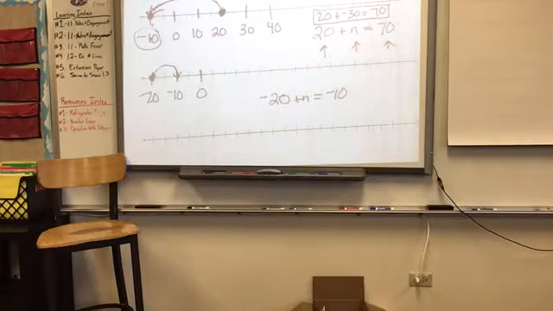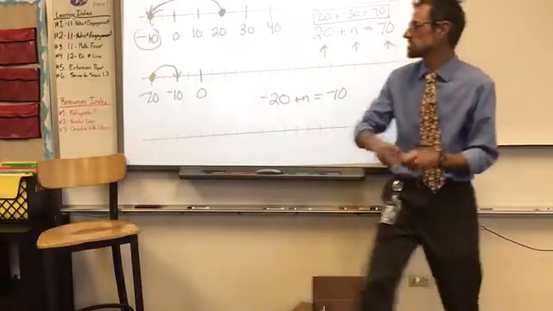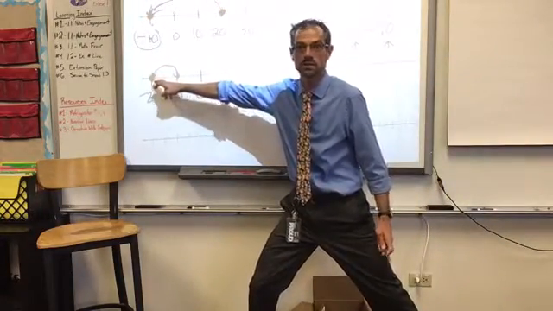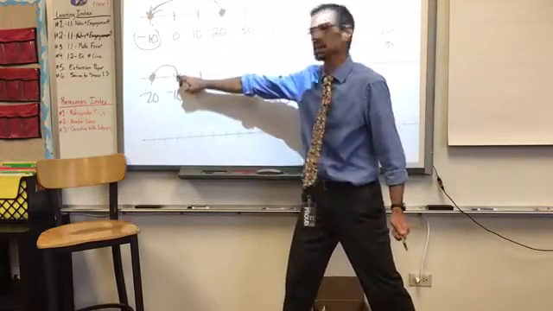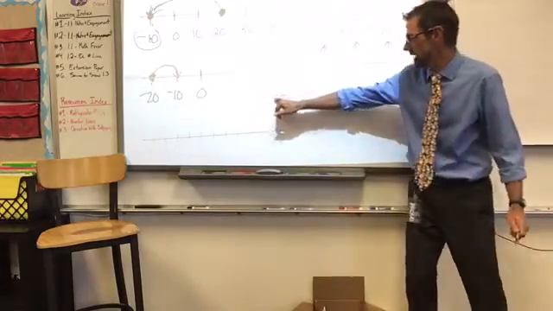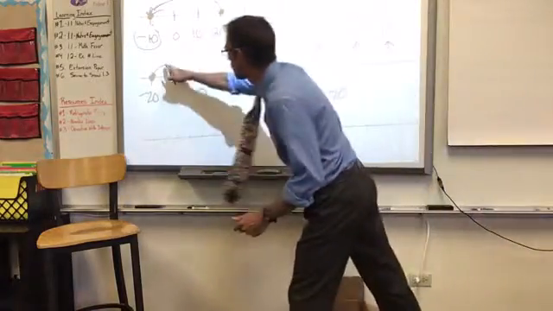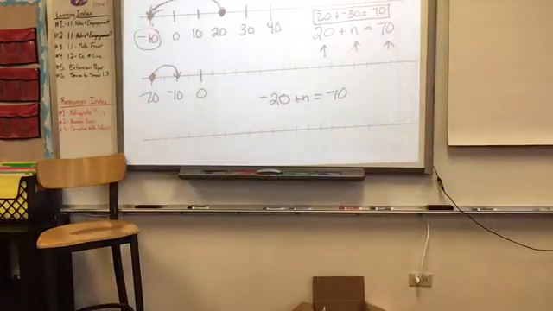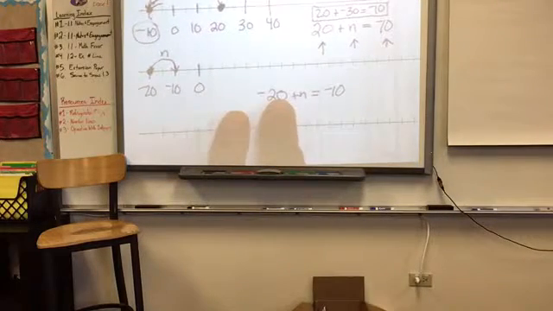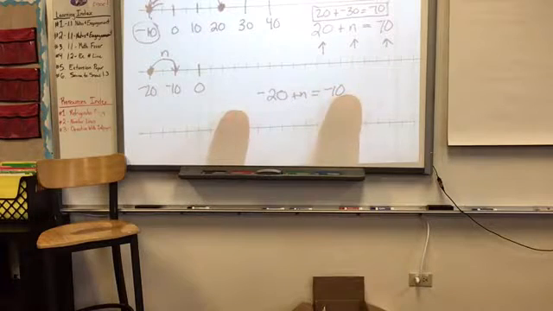So this is what I got here. I start at negative 20, and I'm ending at negative 10, right? So here I have negative 20. I don't know what that change is right now, so I'm going to put an n above it. So I got negative 20 is where I start, plus n equals negative 10 where I end up.